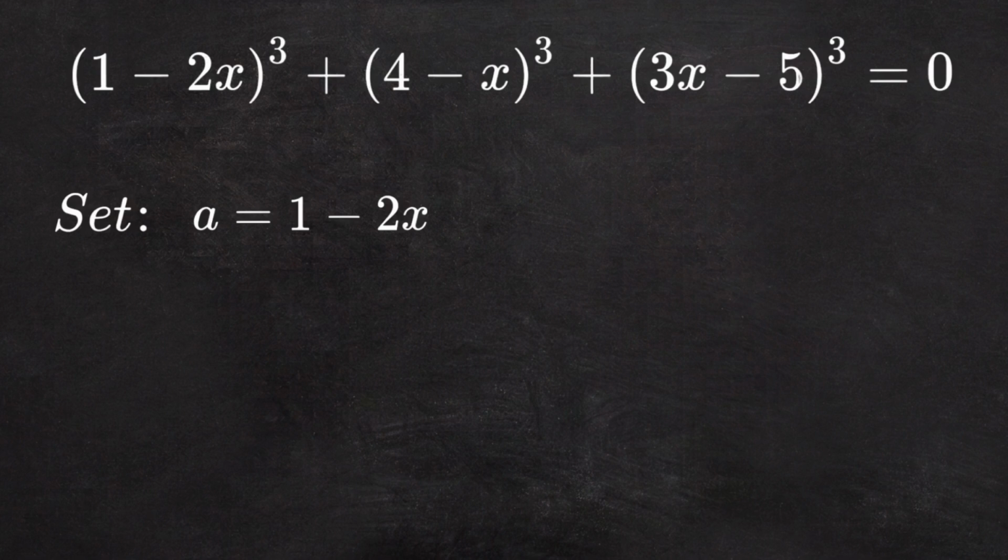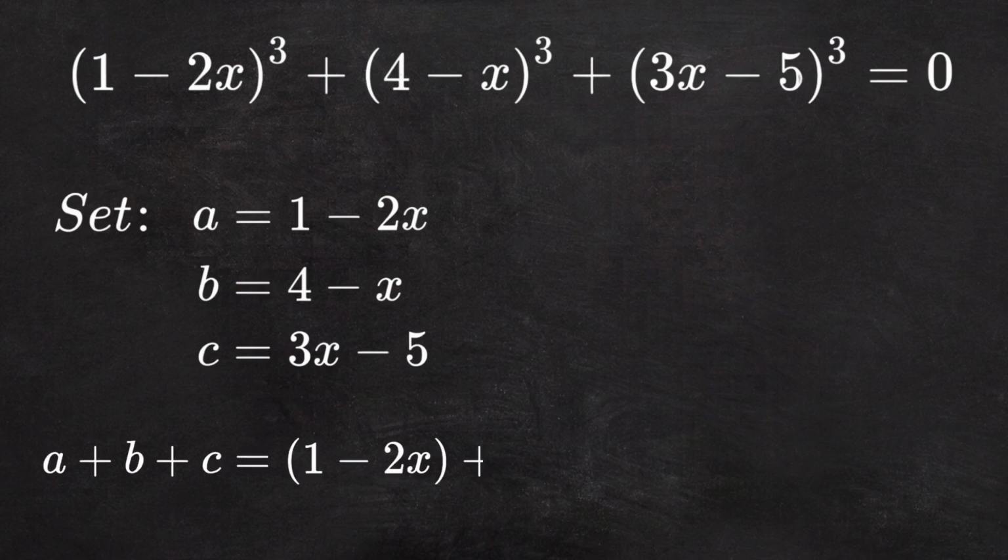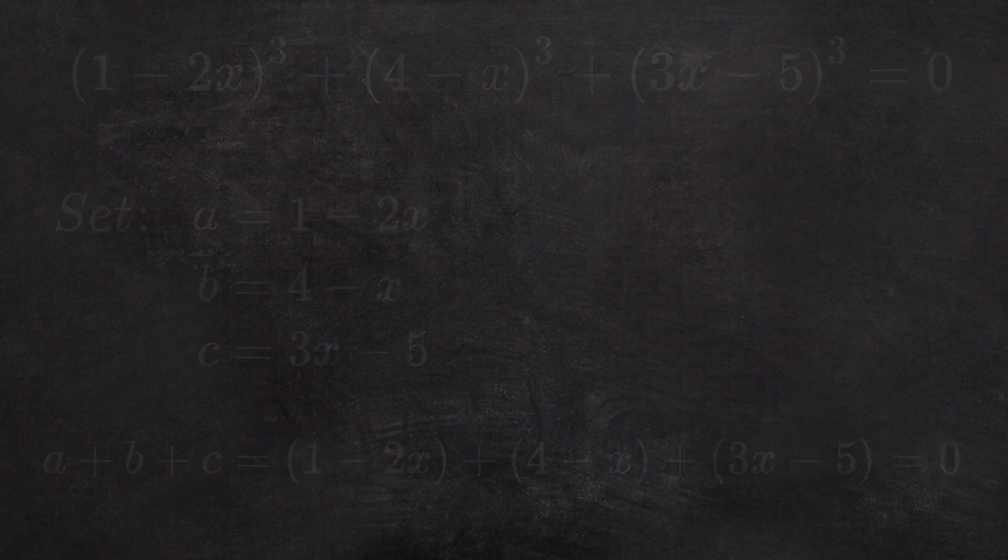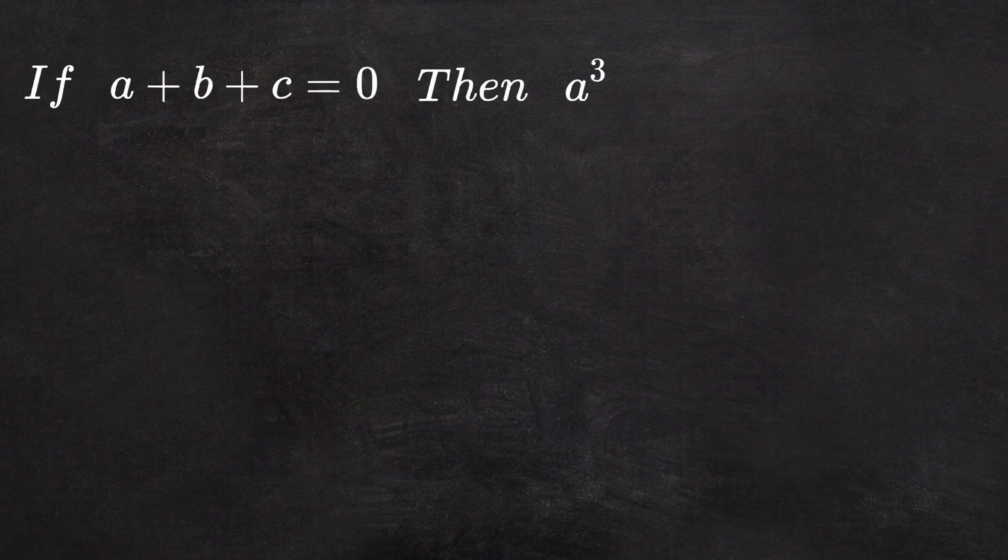We set a equal to 1 minus 2x, b equal to 4 minus x, and c equal to 3x minus 5. Notice that a plus b plus c equals 0. By applying the standard cubic identity, when a plus b plus c equals 0, a cubed plus b cubed plus c cubed simplifies to 3abc.